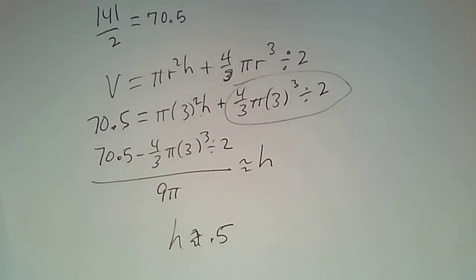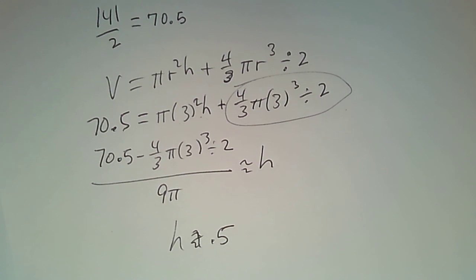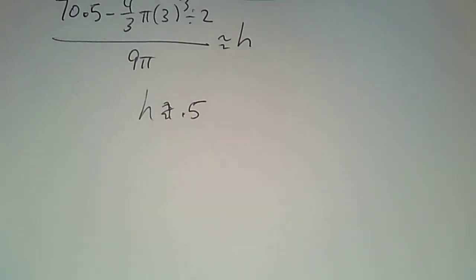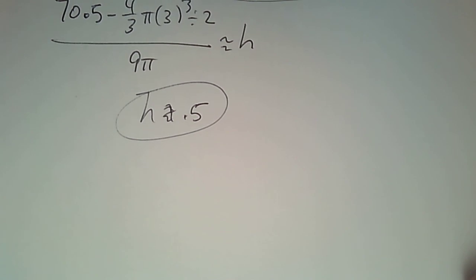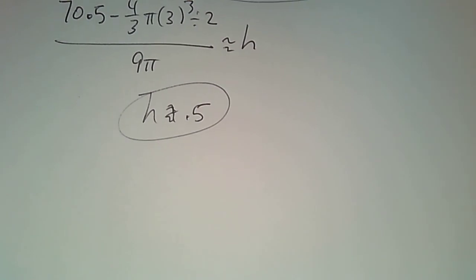Go back here. So with that radius, a height of 0.5 would mean that you have half the volume. So there you go. A different way to model a situation in terms of what's happening.